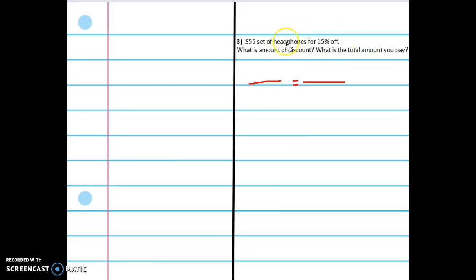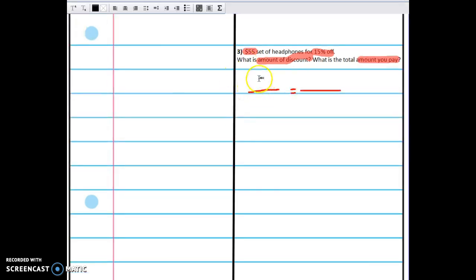Alright, so third example, we have a $55 set of headphones that are 15% off. What is the amount of the discount? What's the total amount that you pay? The first question is the amount of discount. The next would be, what's the amount that you pay? What's the sales price that you would pay? Alright, so we're solving for the amount of the discount, that goes on top. That's the part. The whole would be the subtotal, the 55. 15%. Percents always go over 100.